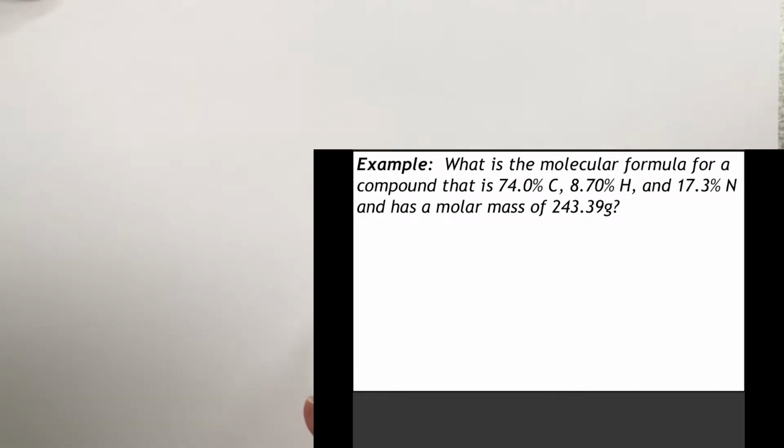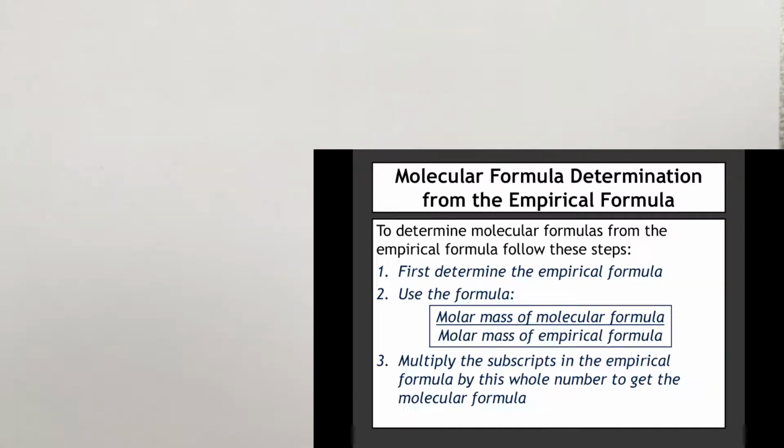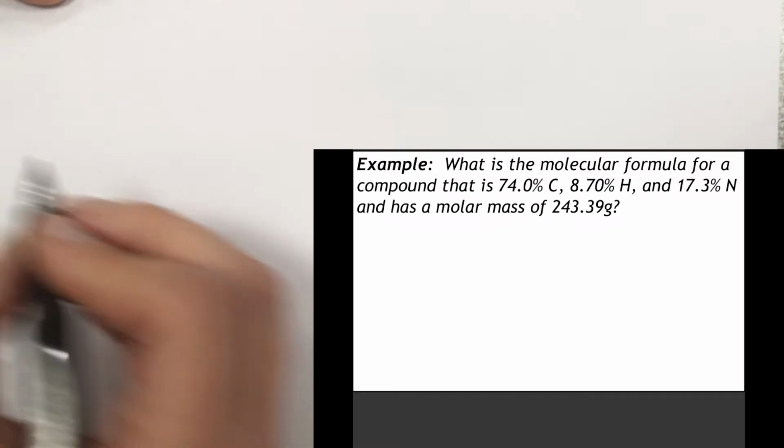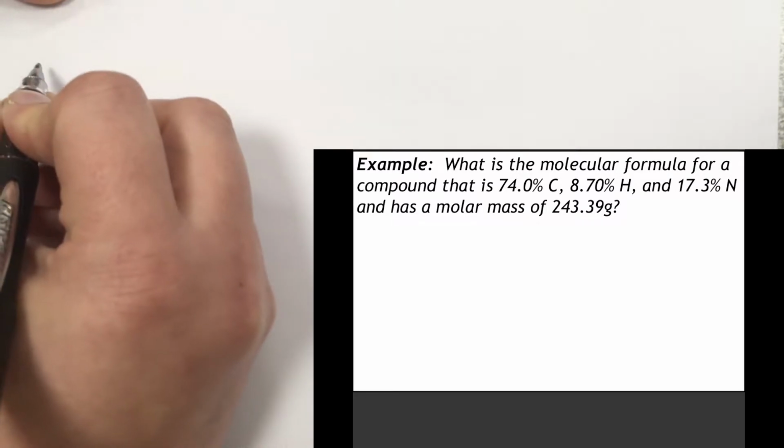So the question is, what is the molecular formula for a compound that is 74% carbon, 8.7% hydrogen, 17.3% nitrogen, and has a molar mass of this amount? So that's where we get our molar mass, that's that top number. And then we're going to get the empirical formula, calculate its molar mass, and then we'll just divide. So simple. Okay, so we're going to first determine its empirical formula.